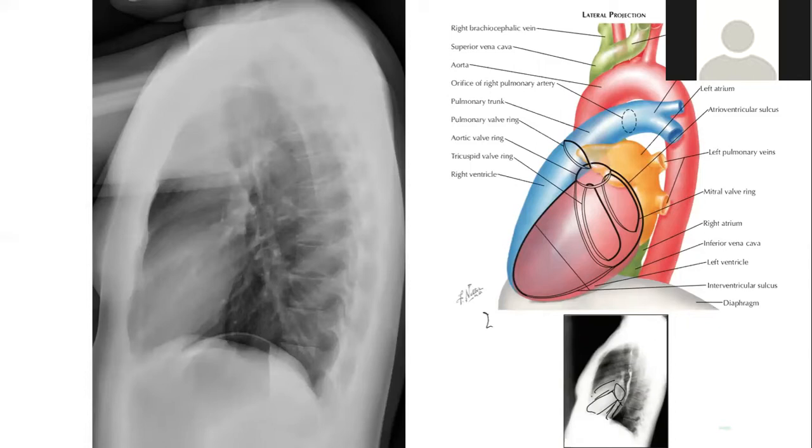Left ventricle. Left anterior border? Oh wait, no, right ventricle. Yeah, it's going to be made of mostly the apex and the right ventricle outflow tract, which is right here. So the bottom portion is going to be the right ventricle. As it goes up, that's going to be the right ventricle outflow tract.